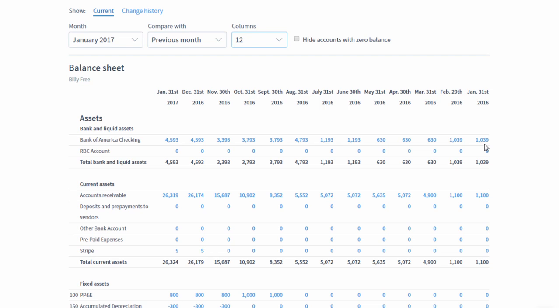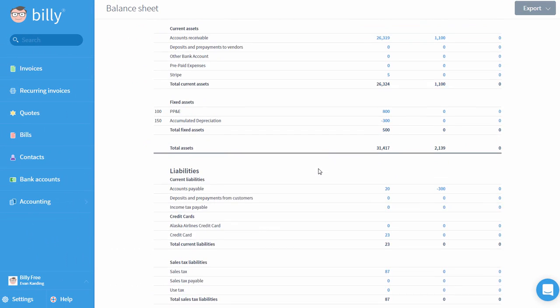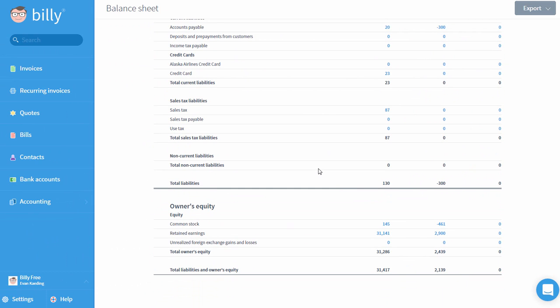Maybe I want to see if my business has increased in value over the last couple of years. To do this, I'd want to look at how my owner's equity has changed over the last 2 years. I'm going to select my current month, compare it with the previous year, and set the number of columns to 2. Now, when I scroll down to look at my owner's equity balance, I can see that it's steadily increased over the past couple of years, and that my business appears to be healthy.